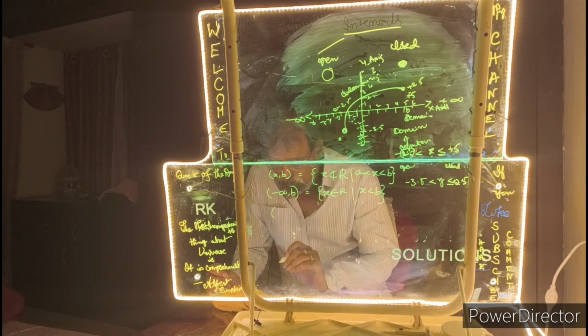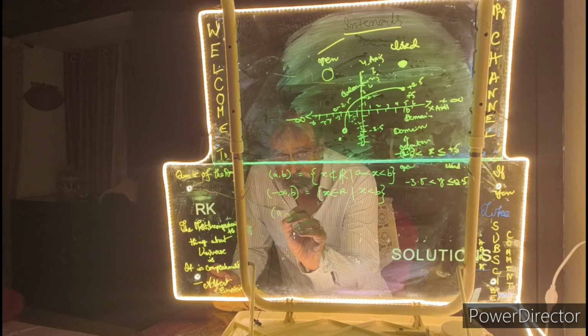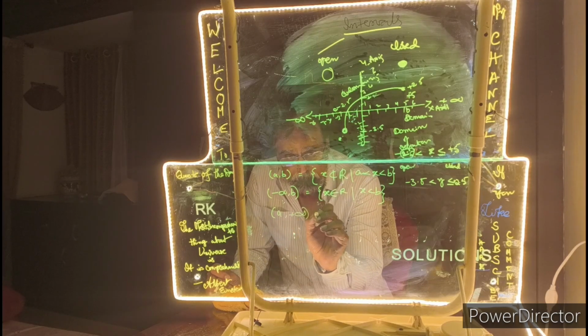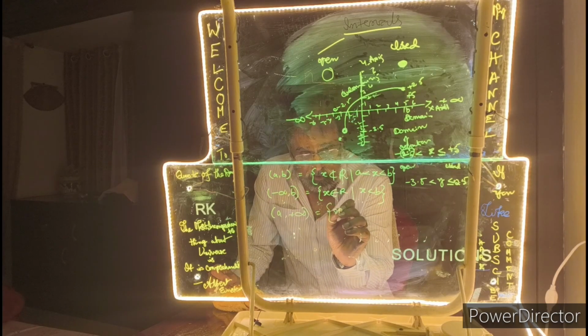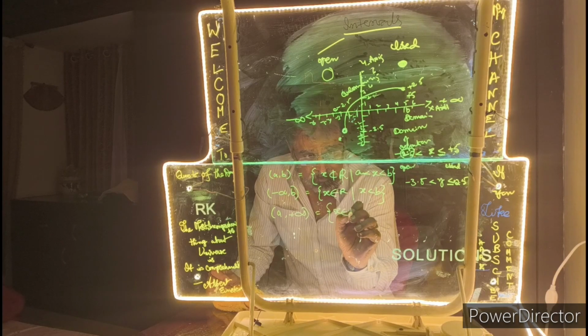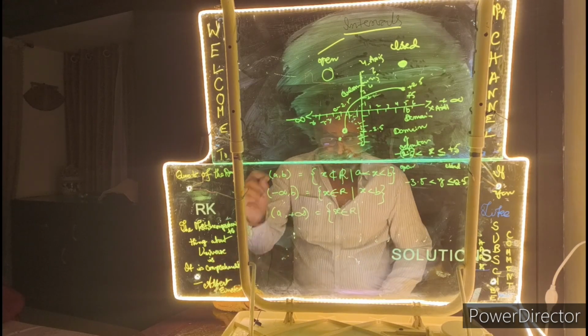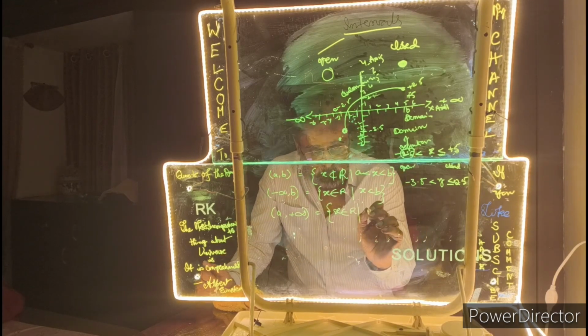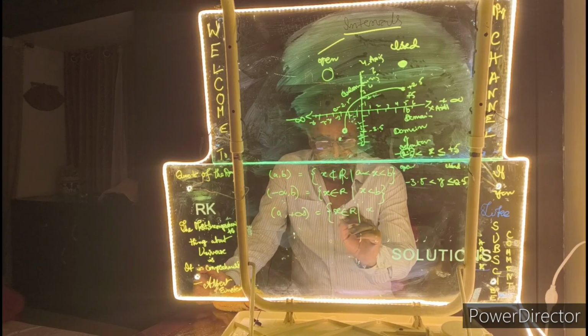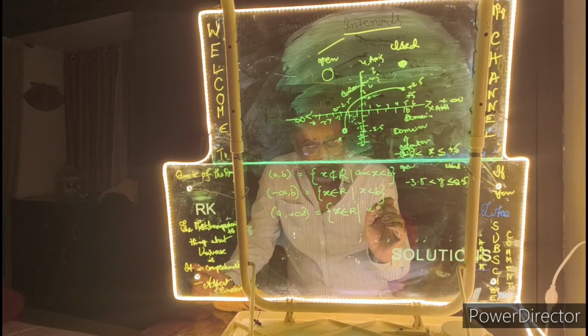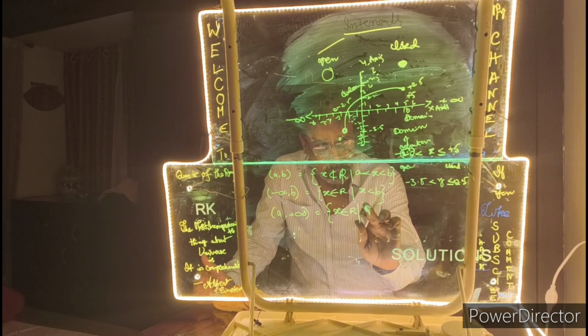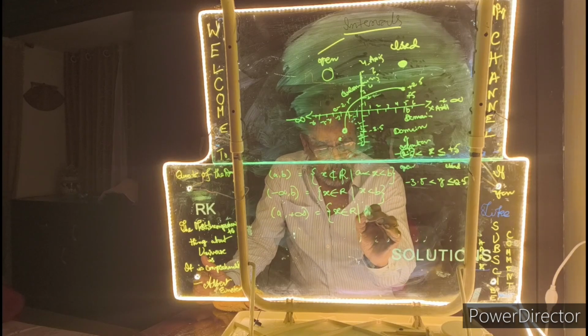Alright, now next let us go to A to plus infinity is equal to X such that X belongs to R such that X is, rather here it will invert, A is less than X.